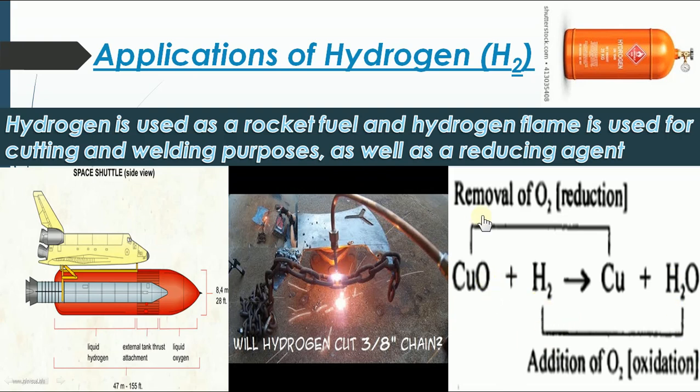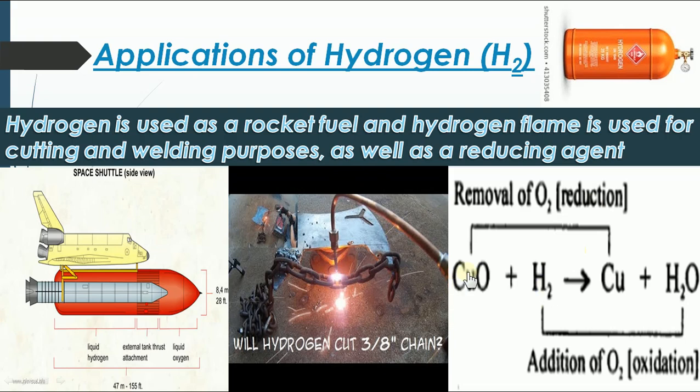Whereas removal of oxygen is called reduction. You could see the copper(II) oxide is losing oxygen, so removal of oxygen takes place, so this process is called reduction. Okay, it says about reducing agent. So what is called a reducing agent? The agent which is responsible for the reduction. What is called reduction? Removal of oxygen is called reduction.